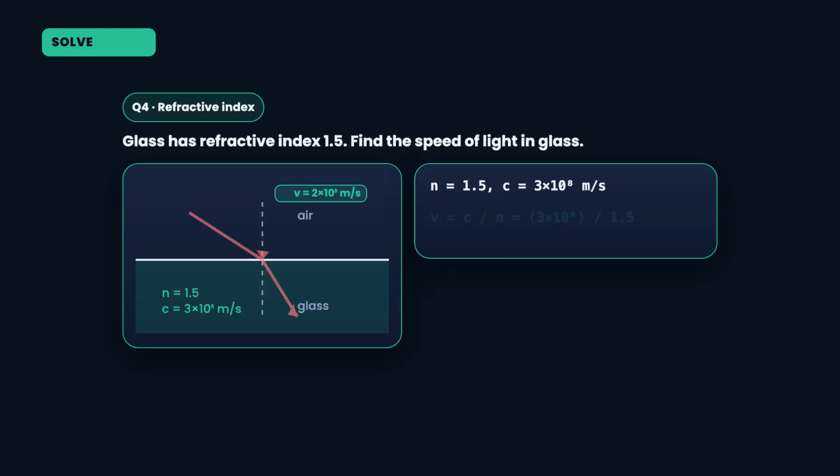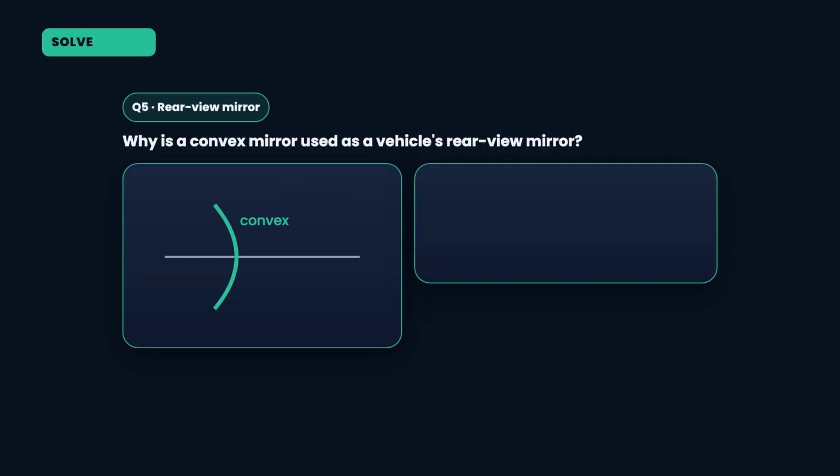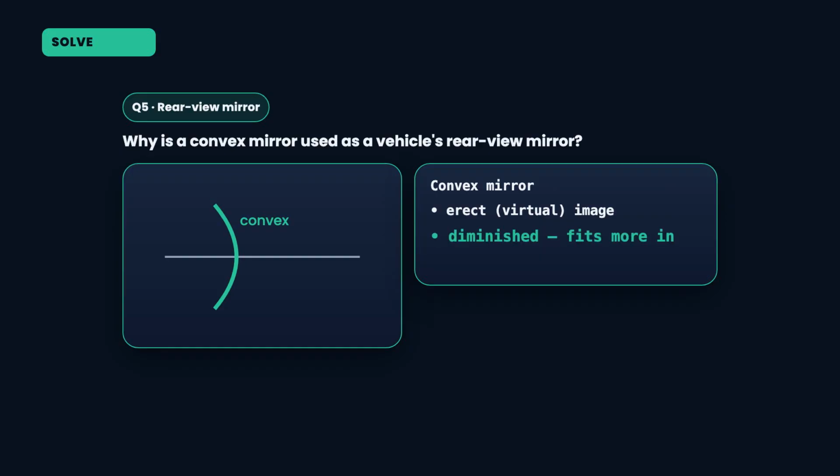4. Refractive index. Glass has a refractive index of 1.5. Speed of light in glass equals C by N, 3 times 10 to the 8 by 1.5, which is 2 times 10 to the 8 meters per second. 5. A case-based favorite. Why is a convex mirror used as a vehicle's rear view mirror? Because it always forms an erect, diminished image, and it gives a much wider field of view than a plane mirror.